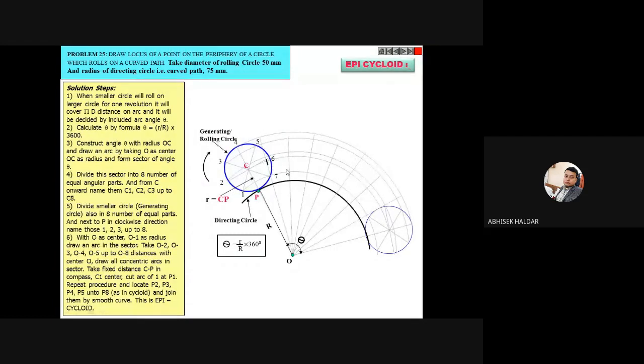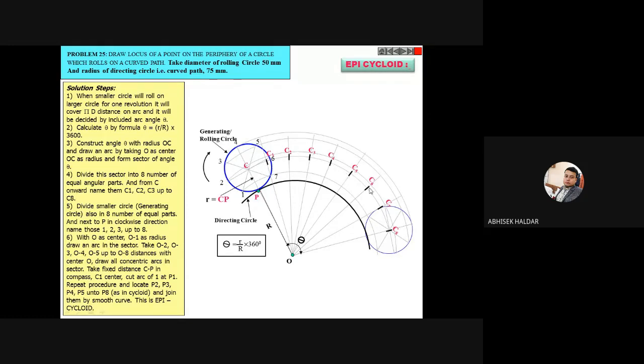Now you can see the rest of the part. It will take 2 more minutes to complete this, because the rest of the part is similar to the cycloid. You see now, these are the central points as we have in the cycloid: C1, C2, C3, C4. These C points are lying on which line? This central arc line.